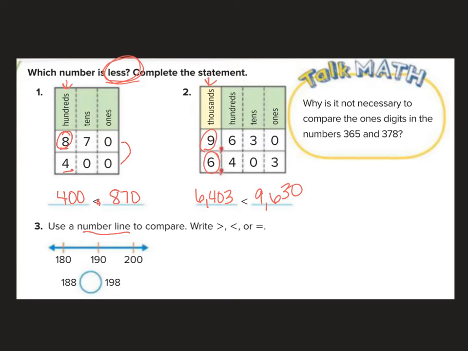We're writing greater than, less than, or equal to. Okay. Oh, I'm supposed to be comparing. 188 would go about right here. 188. And then 198, it's almost 200. 198 would go here. So because 198 is on the right, that means it's greater than 188. And I want to eat the bigger number.